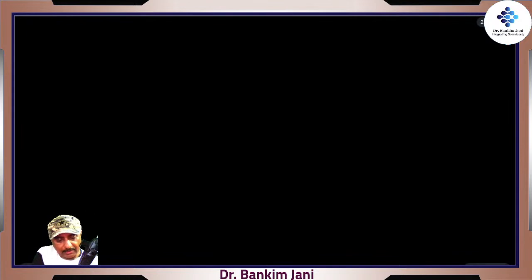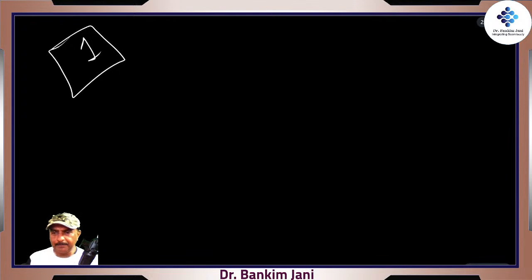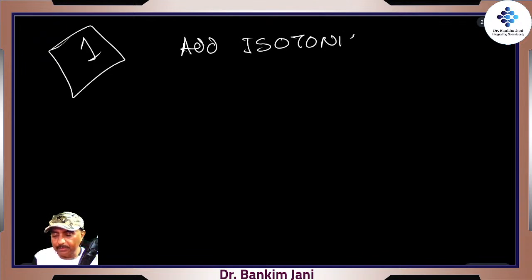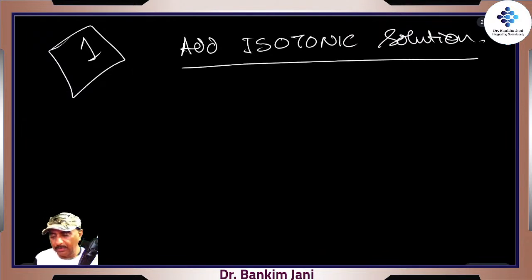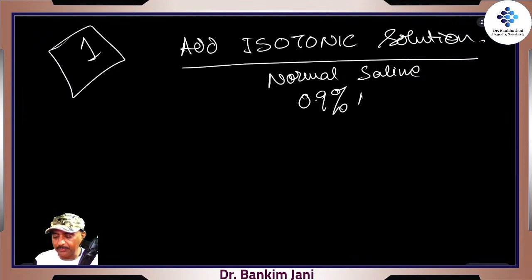So here is our first condition: normal body, and we add an isotonic solution. Isotonic solution is what? Normal saline. When we say normal saline, that is 0.9% sodium chloride. This is what we give.